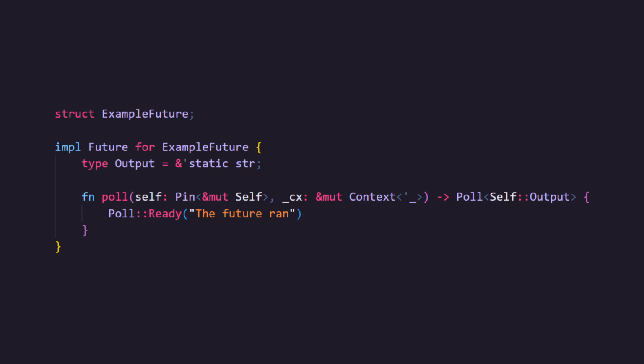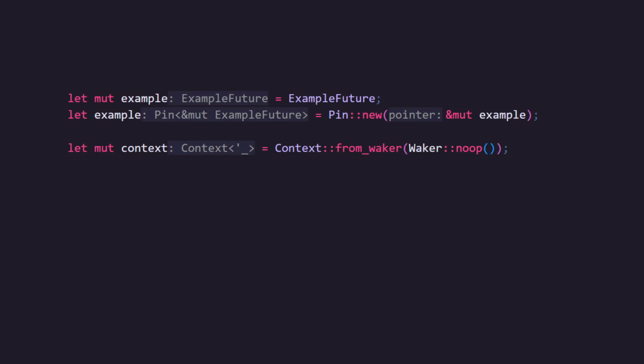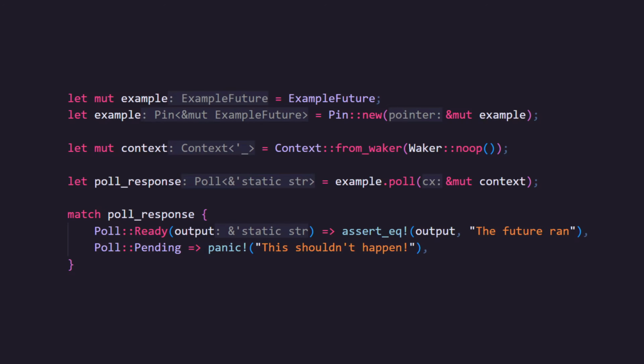Let's make our first future then. We can apply the Future trait to anything, even a unit struct is fine. For now, our poll method will immediately return Poll::Ready with a static lifetime string slice reference. We'll instantiate our unit struct and immediately pin it. Next, we're going to create a context with a no-op waker. Now, don't worry about this yet. The no-op waker doesn't do anything, and we're not even using the context in this example. Unlike some languages, in Rust, futures don't do anything unless you call the poll method, so we'll do that and we'll store the response. We can then use a match to extract the output from the Poll enum.